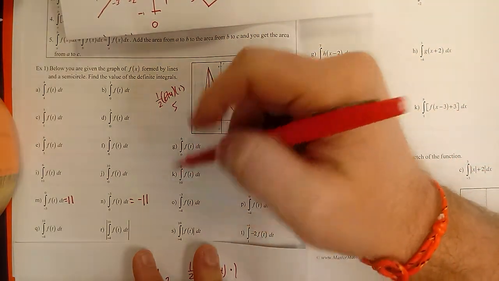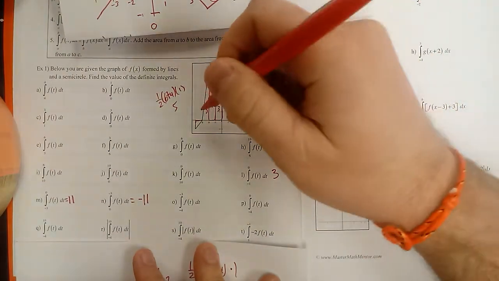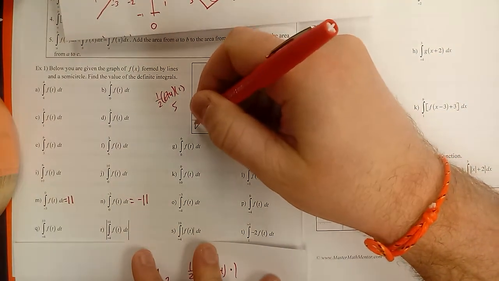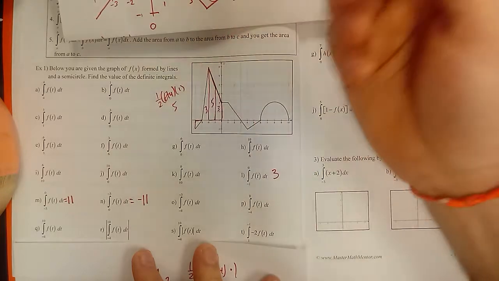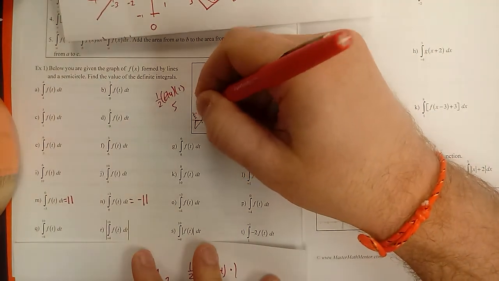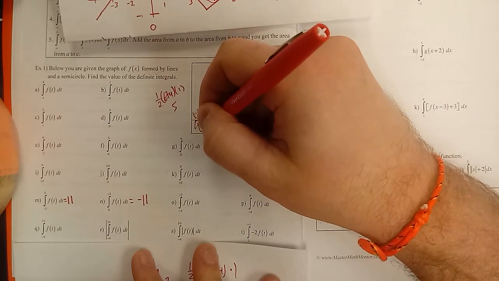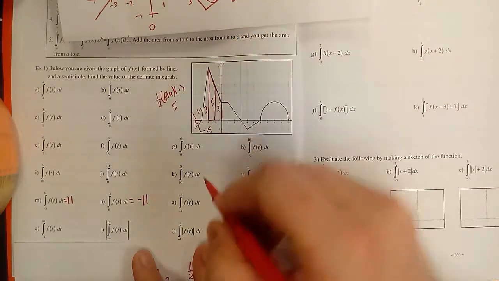Now this one says -4 to -3. Oh, so this little triangle down here. All right, let's see. Well, it's got a height of 1 and it's got a base of 1. So its area is going to be 1/2 base times height. 1/2 times 1 times 1. Oh, but it's negative since it's down there. So this is going to be -0.5 or -1/2.